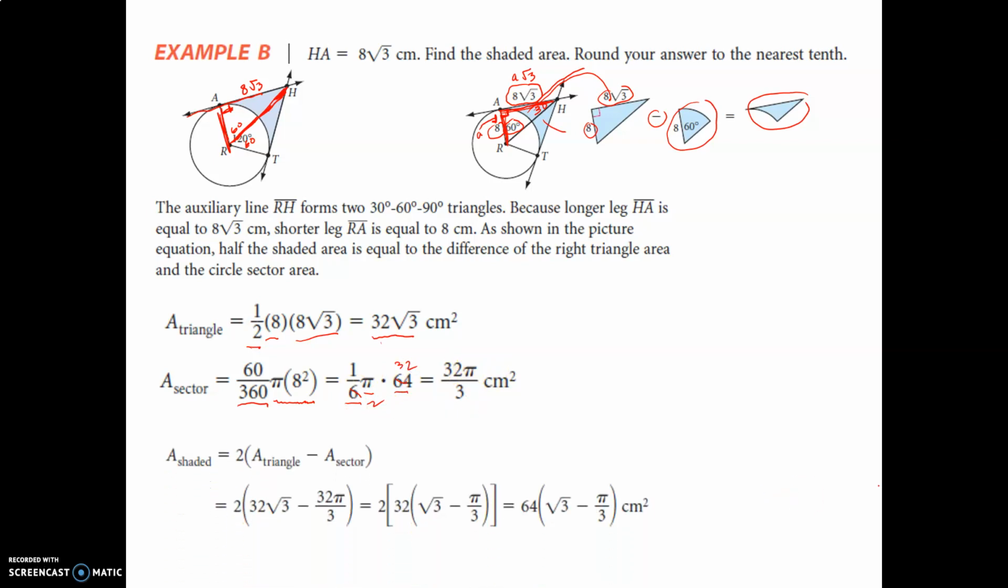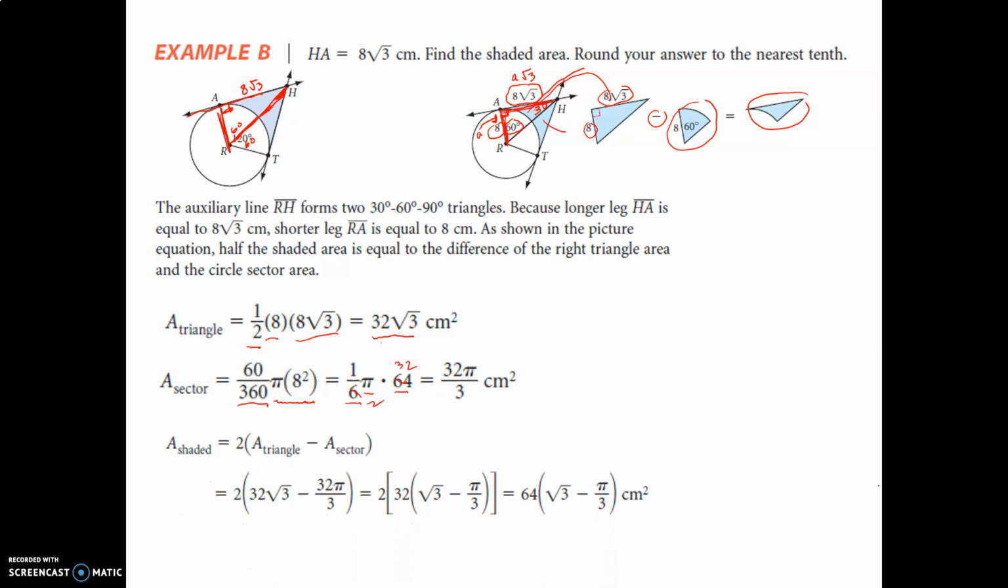And now they're going to say that the shaded section just on the upper part is the triangle minus the sector, but we're going to have 2 of them, this piece here and this piece here. So that's where they get the 2 from. They're going to take twice the subtraction of the triangle's area and the sector's. So here's the triangle, here's the sector. And then they do a little bit of algebra.